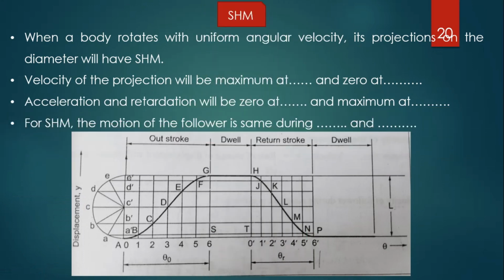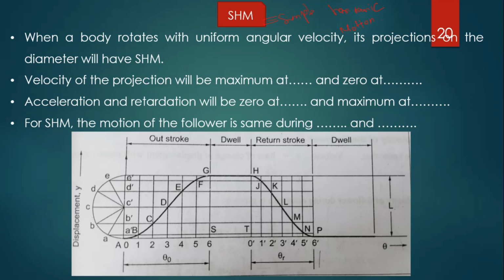Now the second category for the types of follower motions, which is simple harmonic motion, SHM. Before that, simple harmonic motion is recommended for the follower motion when the cam rotates at slow speed. We can even recommend it for moderate speed also, right? This is recommended for low speed and moderate speed. So let me tell you what is meant by simple harmonic motion.